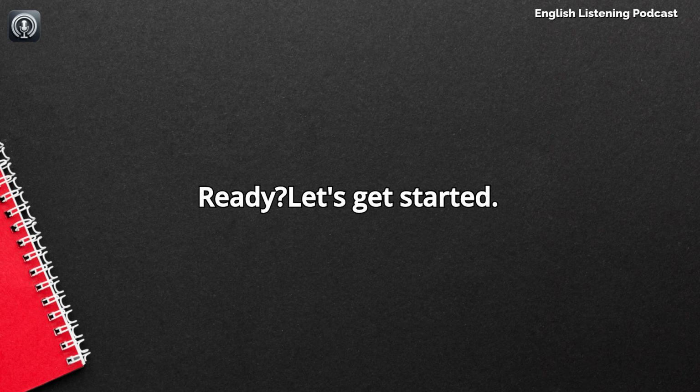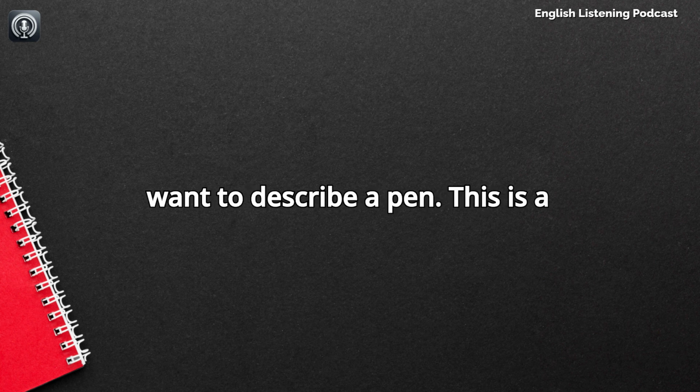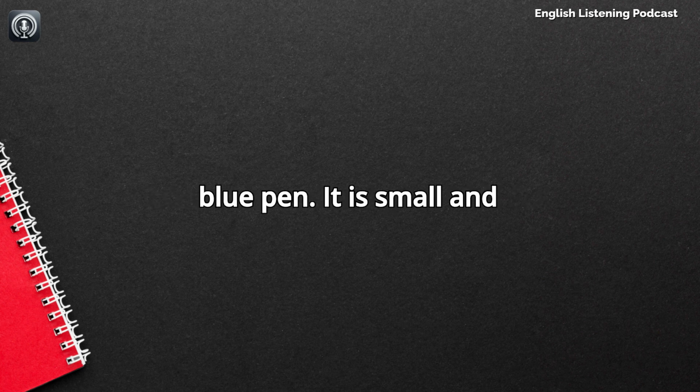Ready? Let's get started. Describing simple objects. Let's start easy. Imagine you want to describe a pen. This is a blue pen. It is small and light. I use it to write notes.